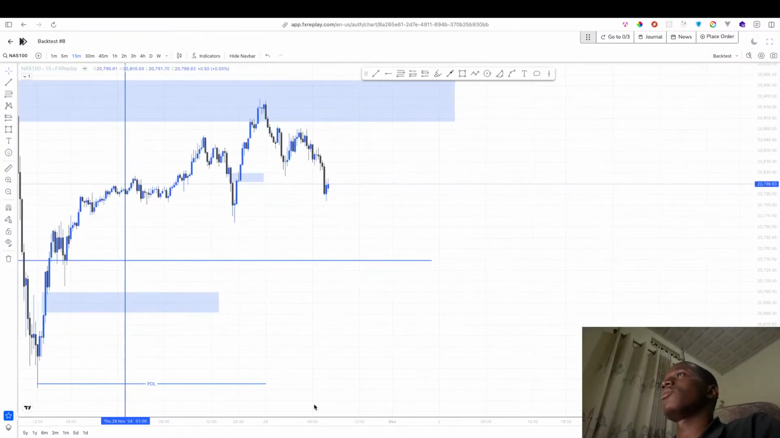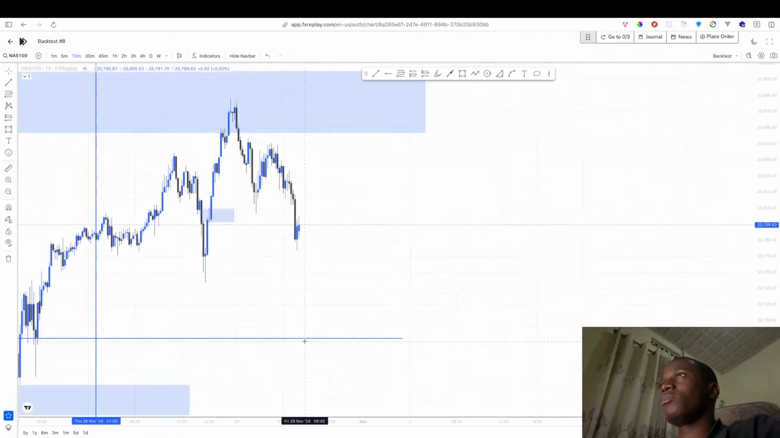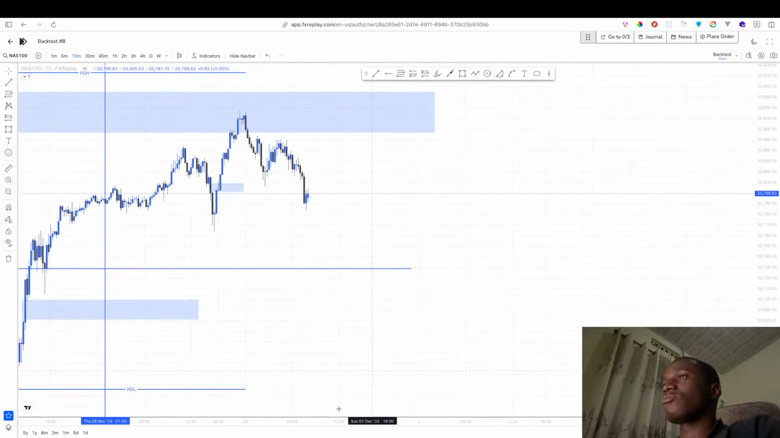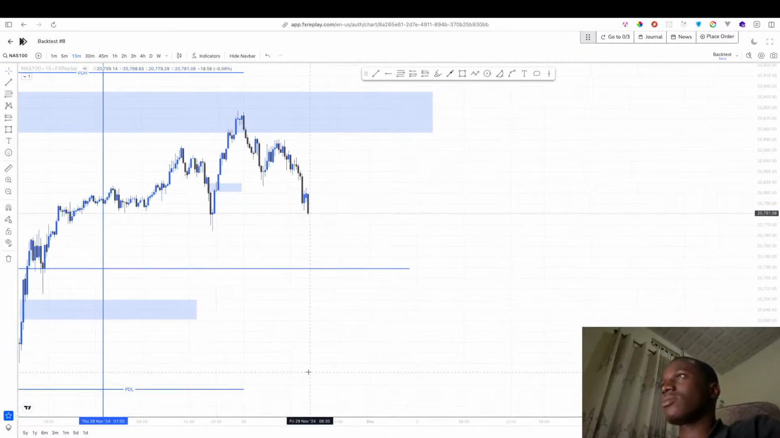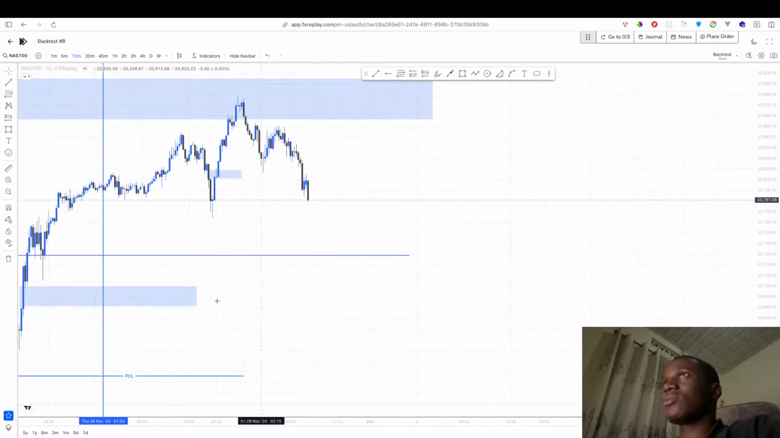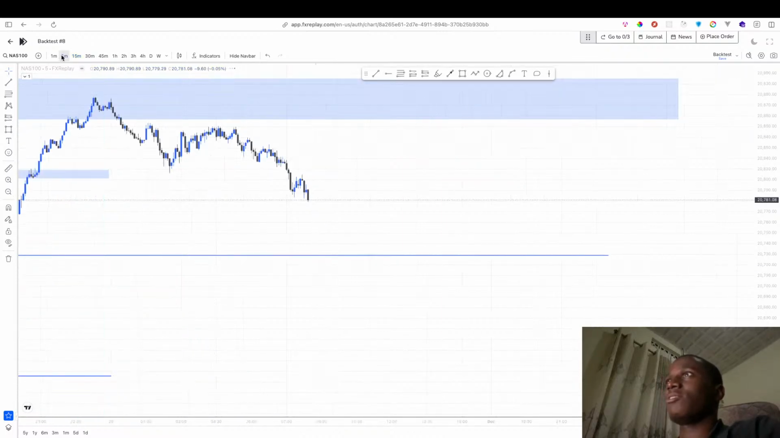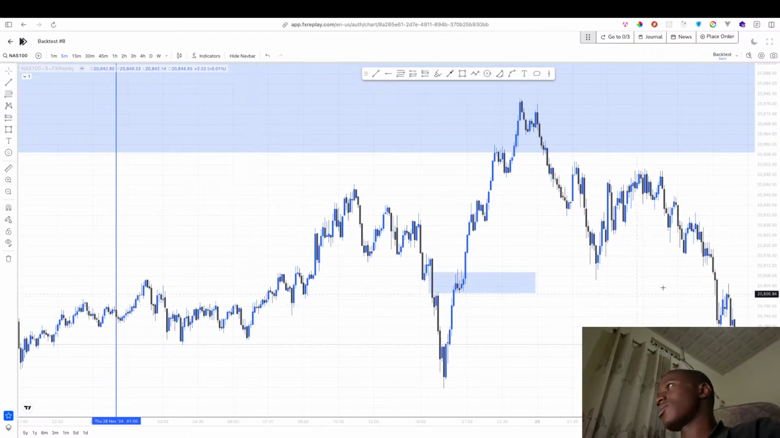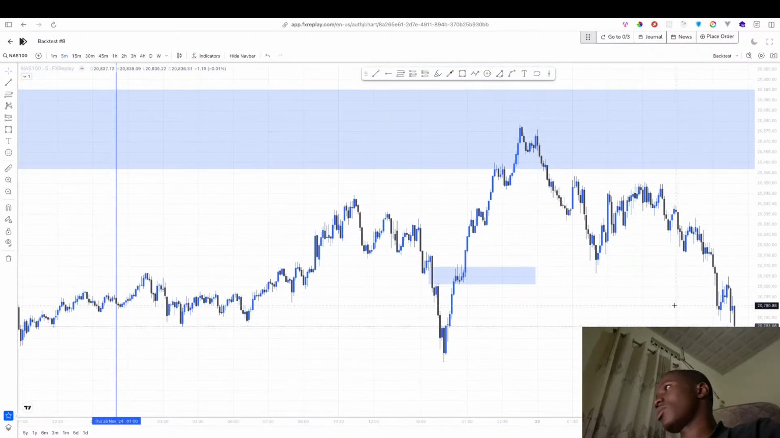Let's fast forward it to 8. You can see that we are dropping still. So let's go 8:15. Right, so what's 8:30 going to do? Let's go on the 5 minute and try to see what the market is trying to tell us.